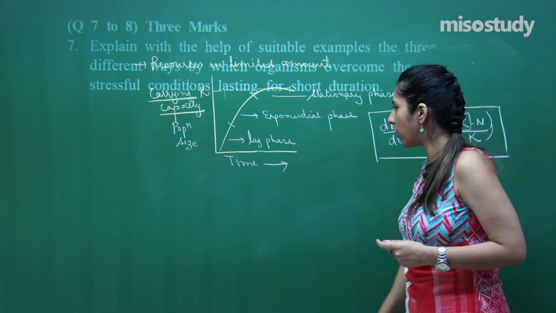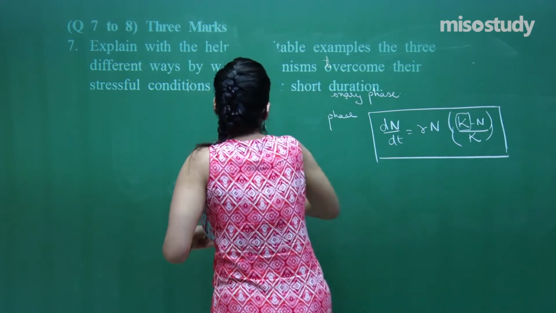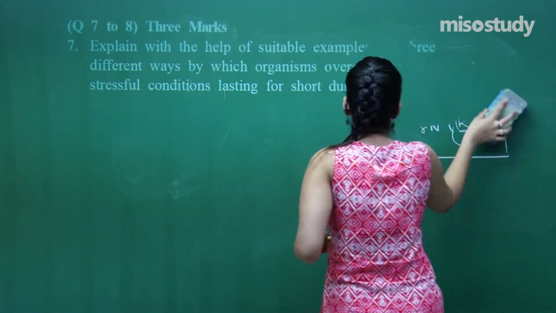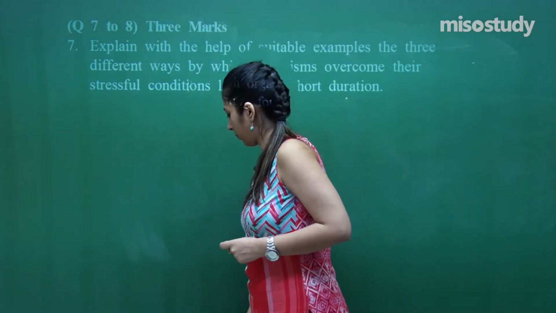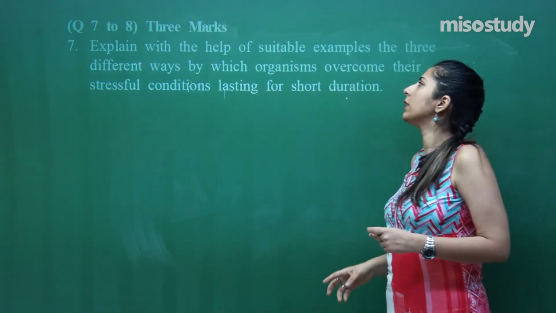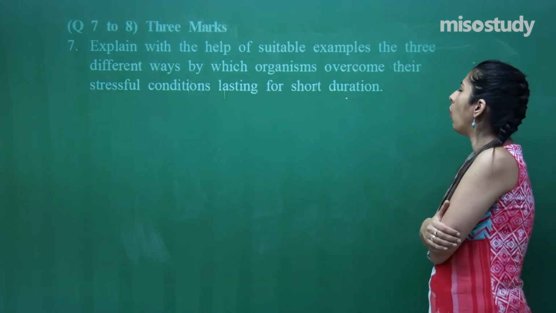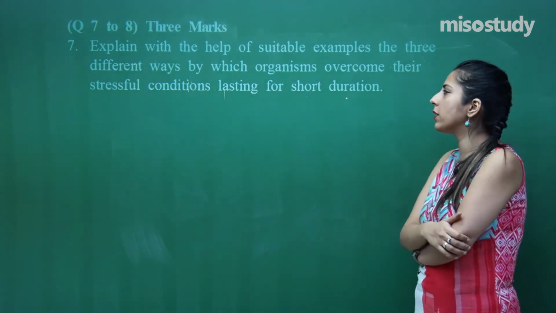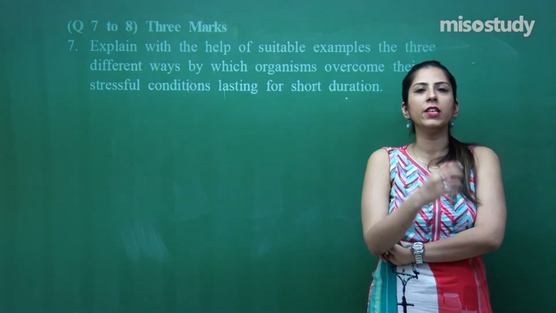So let's move on to the next question, which is a 3 marks question. Explain with the help of suitable examples the 3 different ways by which organisms overcome stressful conditions lasting for a short duration. Some stressful conditions are there.